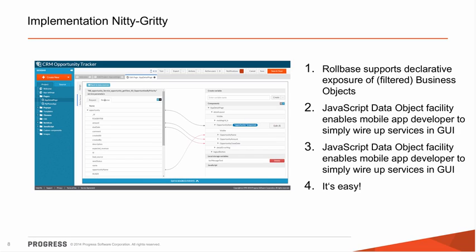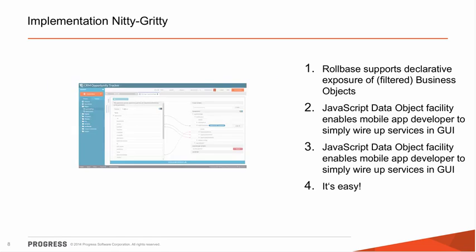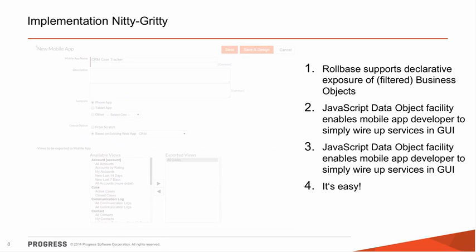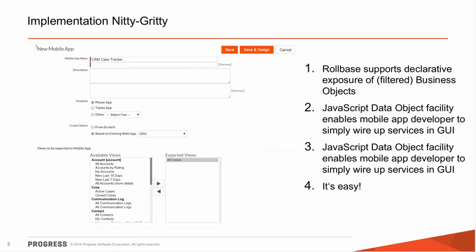And how do we get to those services in the first place, and how do we do that with role-based? So in this screenshot from the product, you can see that I'm building out a new mobile app. I'm giving it a name. I'm using a template. I want to target this application to a phone app, and I want to base it on an existing web app called CRM.